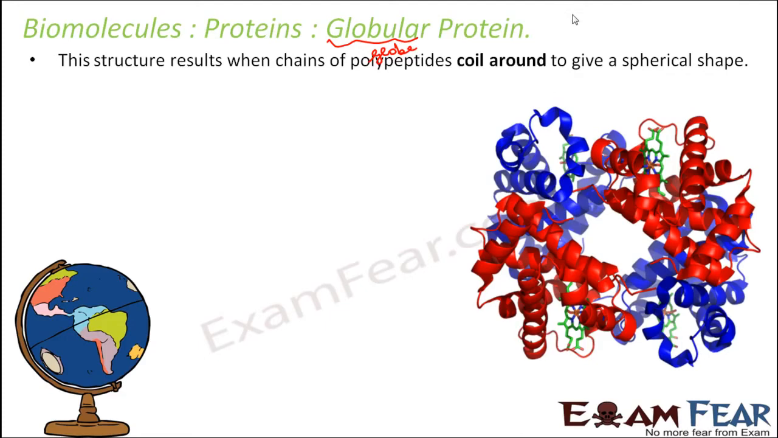In case of fibrous protein, we had linear chains of polypeptides which are joined together by hydrogen bonds. In this protein, the chains of polypeptides will coil around in this fashion to form a spherical structure. So it gets the shape of a globe, and that is why they are called globular protein. You can see here in this figure, it almost gets a rough spherical shape.